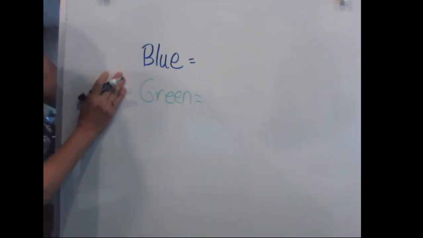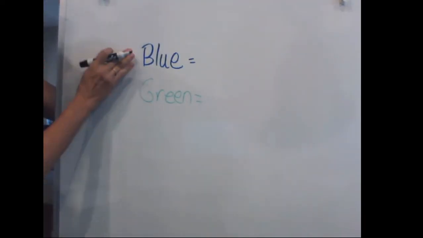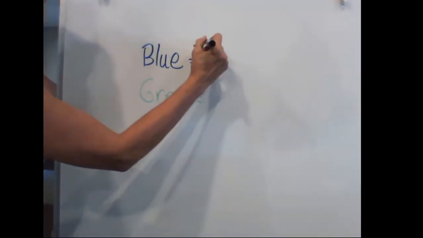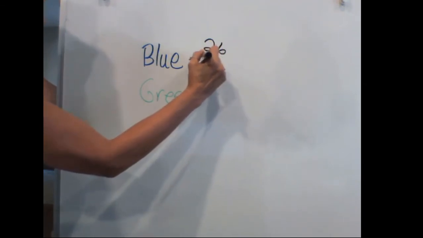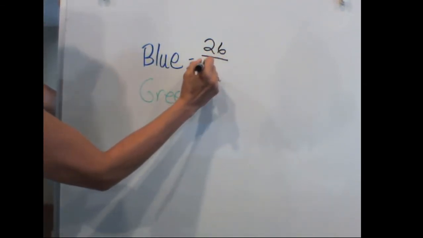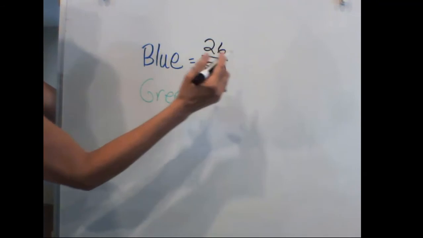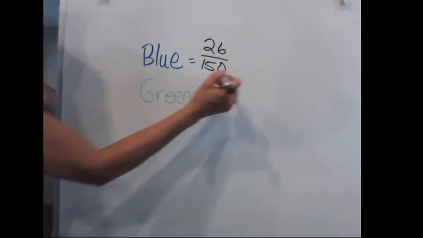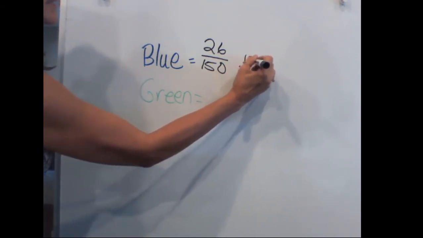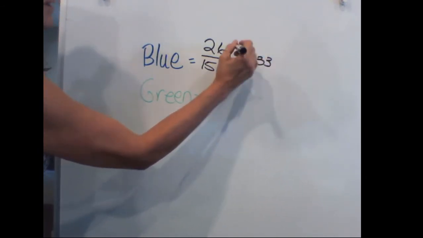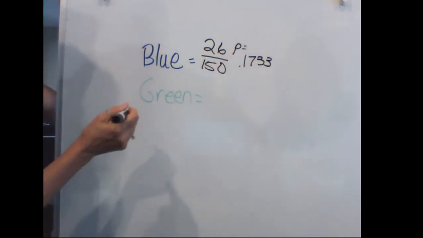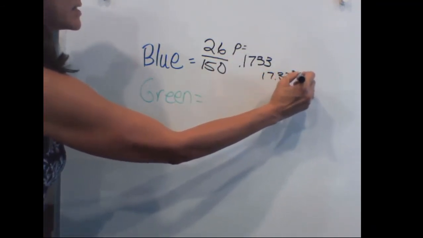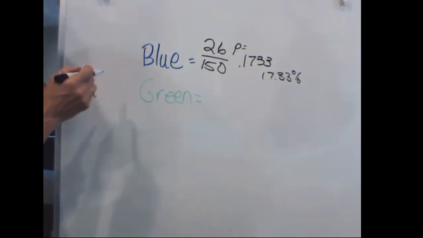I'm just going to walk you through 2 of the probabilities, for blue jelly beans and green jelly beans. Our directions said that we had 26 blue jelly beans and a total of 150 jelly beans altogether. So if I divide 26 by 150, I end up with 0.1733 for my probability. My probability equals that, or I could say a 17.33% chance of drawing a blue jelly bean.